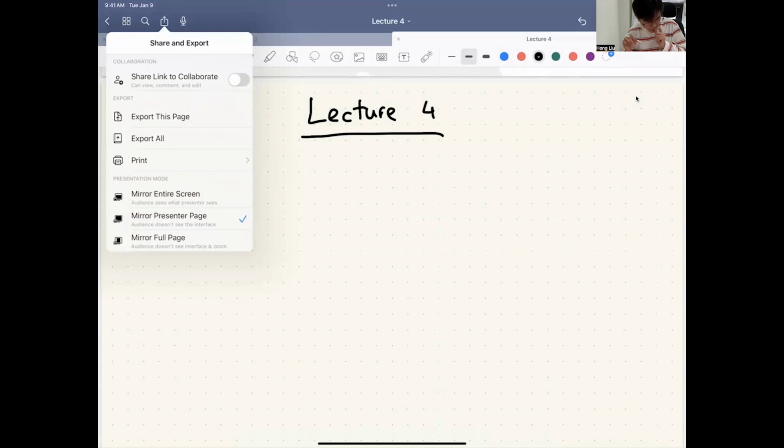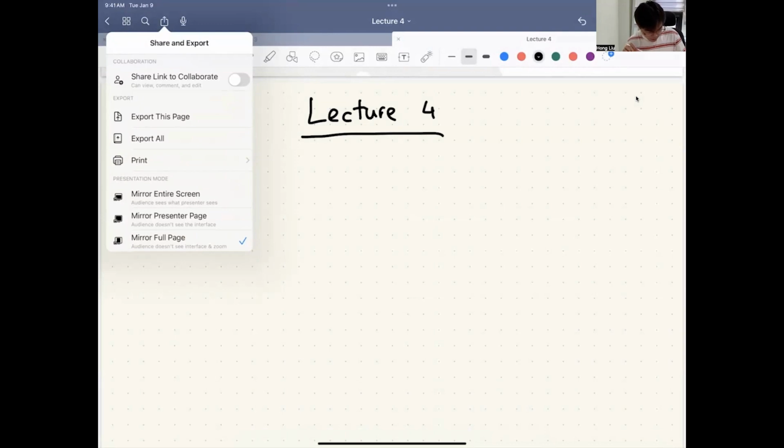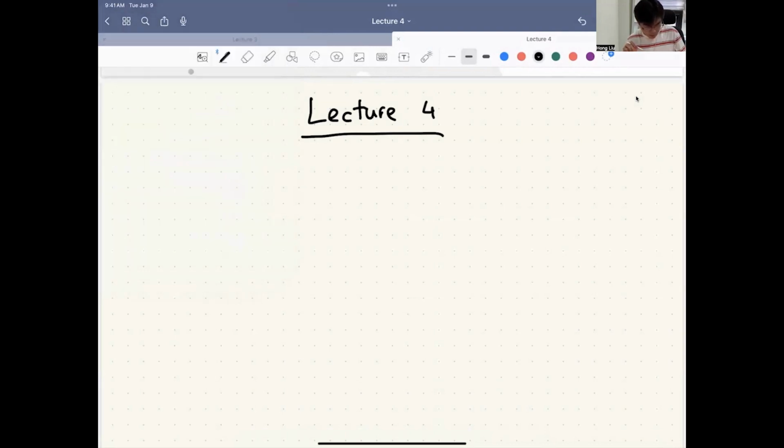Mirror. How about this? Any difference? All right, okay. Never mind.